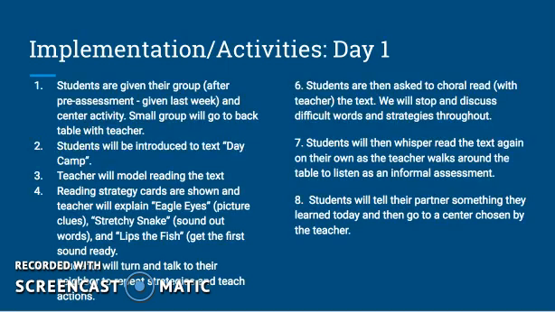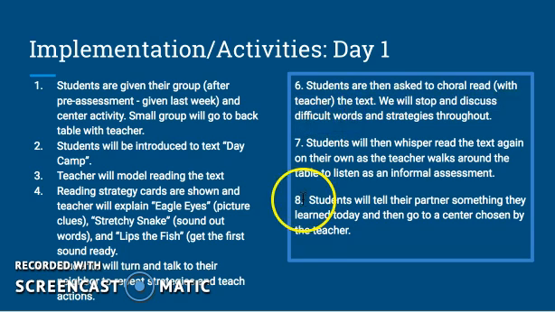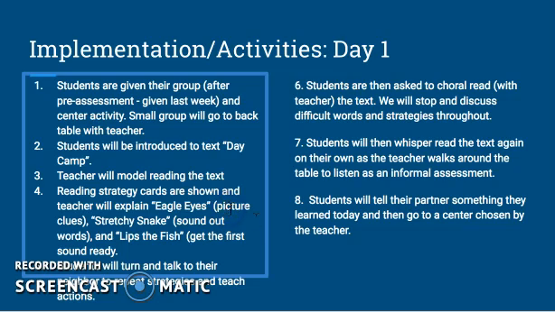On day 1, it was pretty basic. I taught them reading strategies. We read through a story together. They were asked to choral read, and I was going to model for them as well. They're going to whisper read and tell their partners. So this was more basic. I do think that I probably could have started off even more basic with phonics with these kids, but I knew that they were already readers and I wanted to focus my lesson on that.